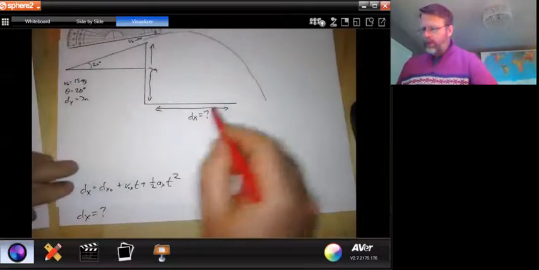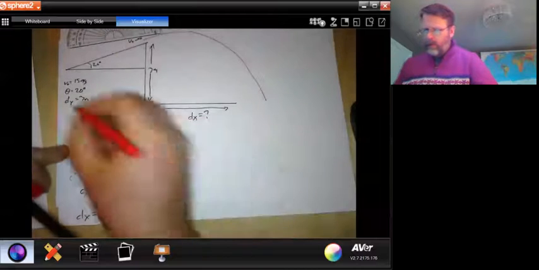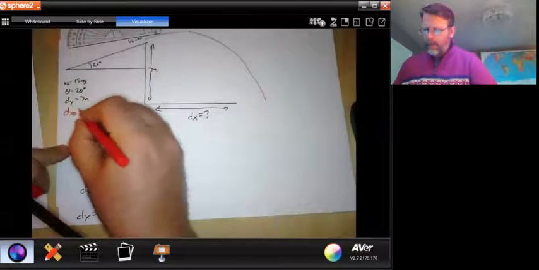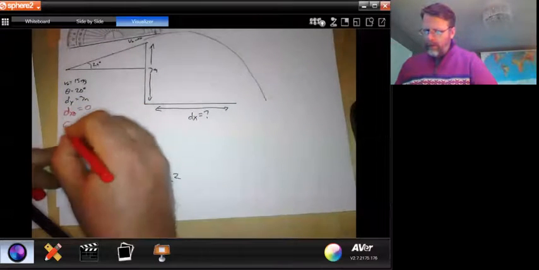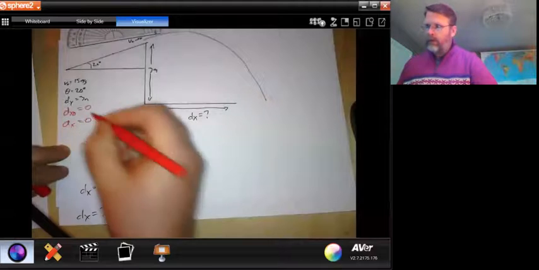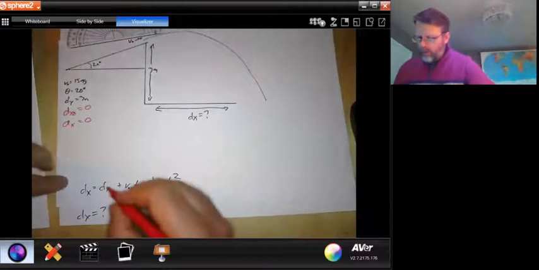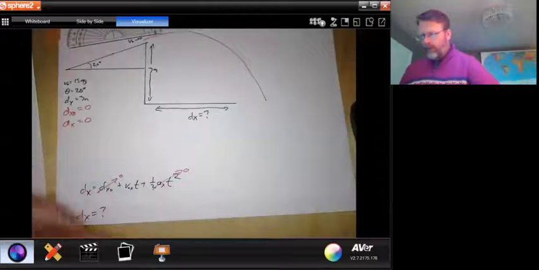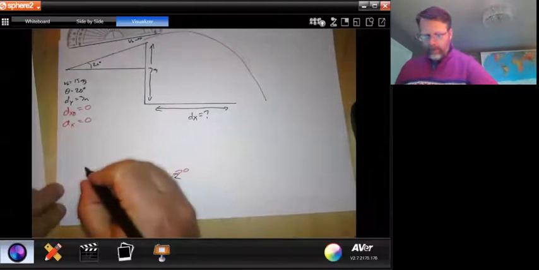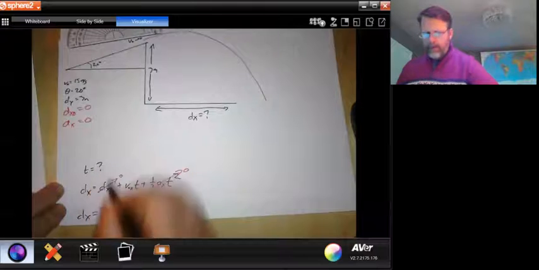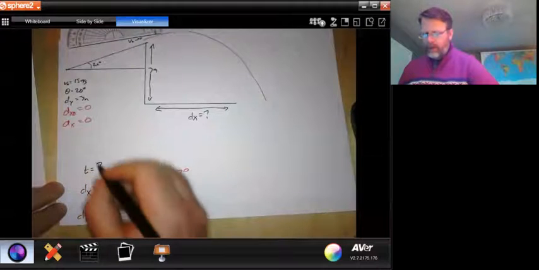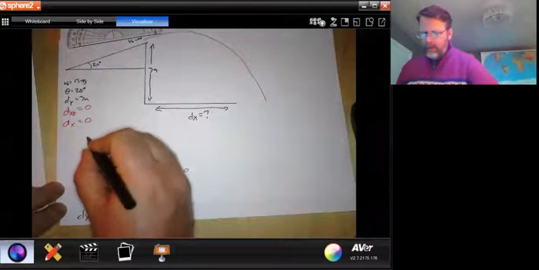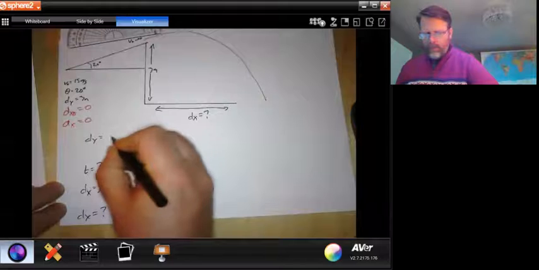Now, if we think about these points here, we know that this is 0 and a of x equals 0. So if that is true, then these two will equal 0. But that means we have to back up here and we have to solve for time. If we have to solve for time, that probably means we're going to have to do this one.